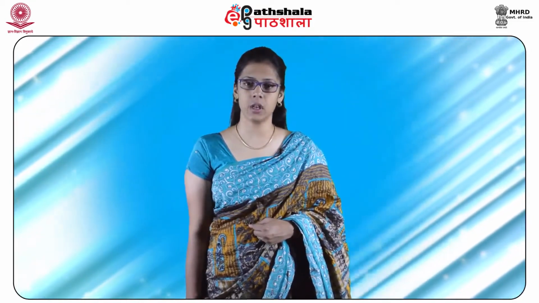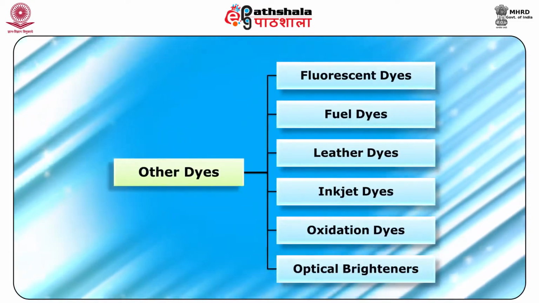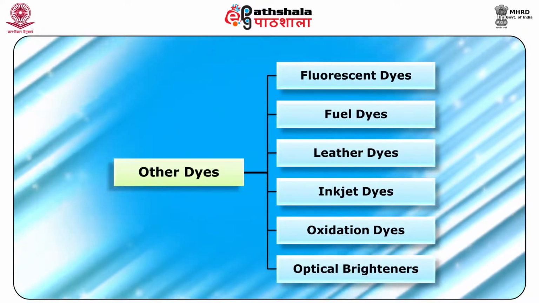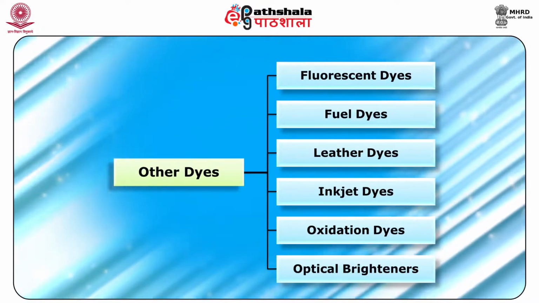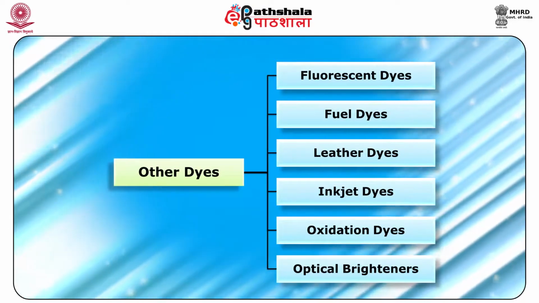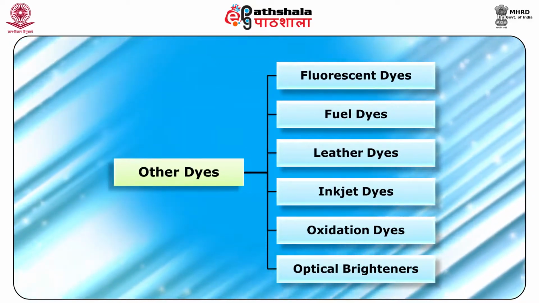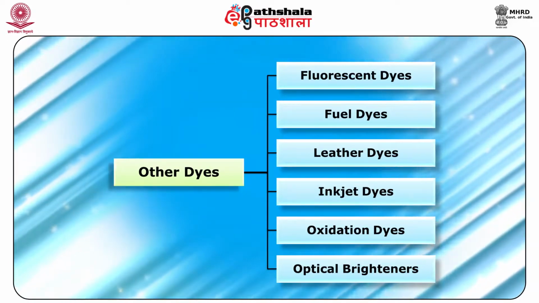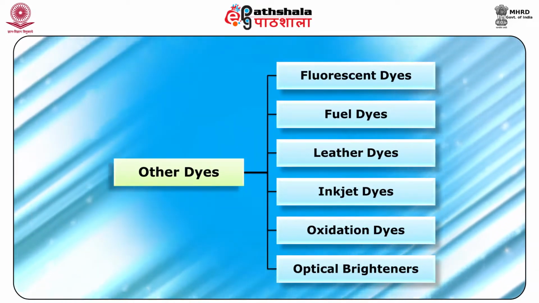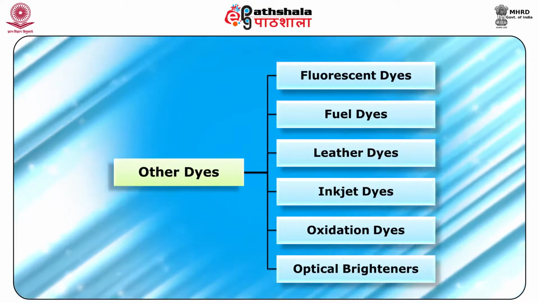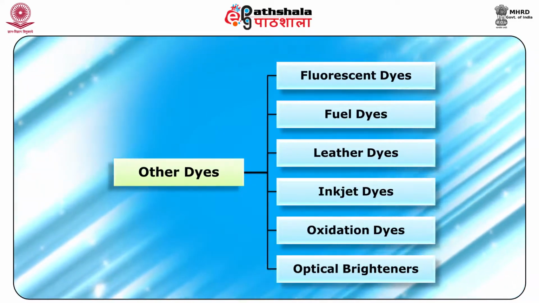Varieties of other dyes are also available, which include fluorescent dyes. These dyes are for application in sports goods. Fuel dyes are used in fuels. Leather dyes are used for leathers. Inkjet dyes are used in the writing industry. Oxidation dyes are used mainly for hair. Optical brighteners are used primarily for textile fibers and papers.